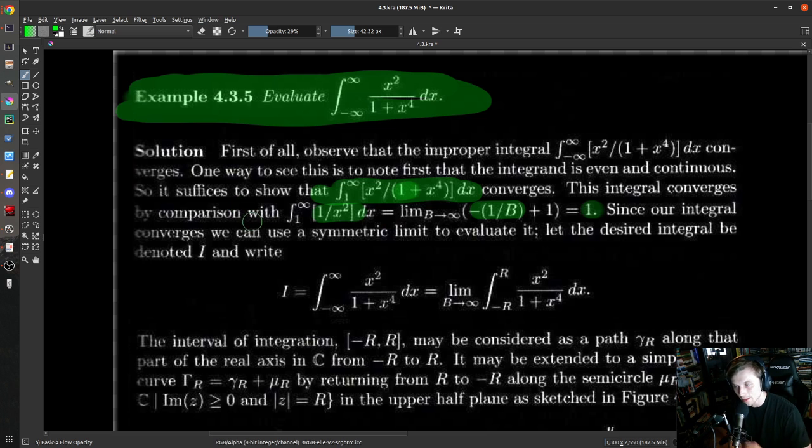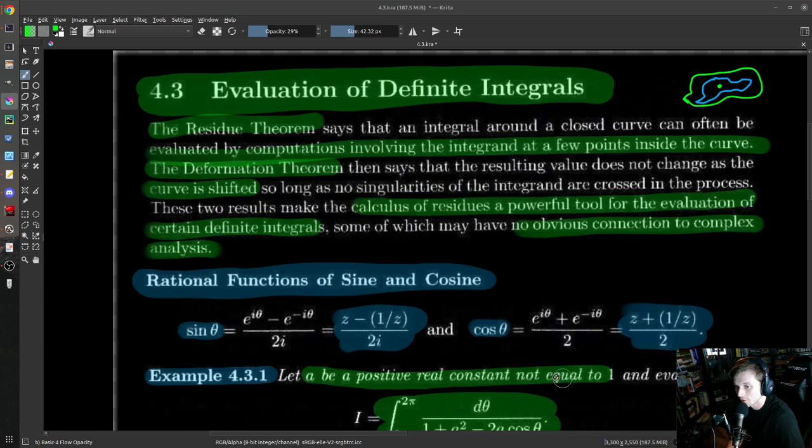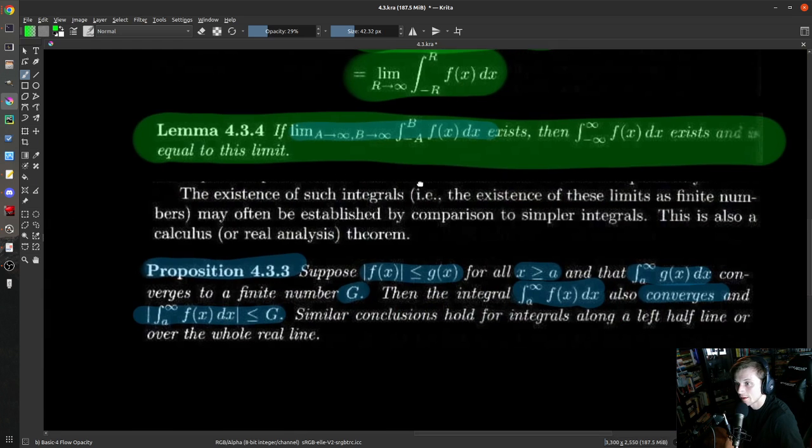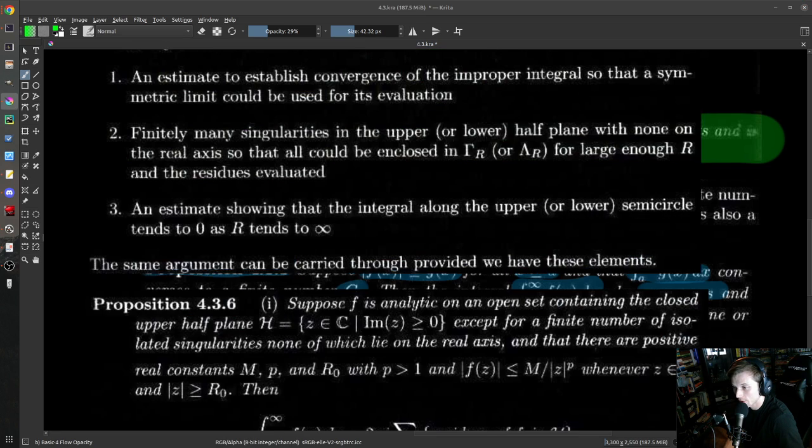Now, since our integral converges, we can use a symmetric limit to evaluate it. That's the entire reason we went through all this business. Now, we'll denote our integral by I, and we'll write this integral from minus infinity to infinity, which we know exists by that previous little proposition that says that if you can compare it with something that converges, then it also exists. In fact, we're combining this with the comparison proposition 4.3.3.